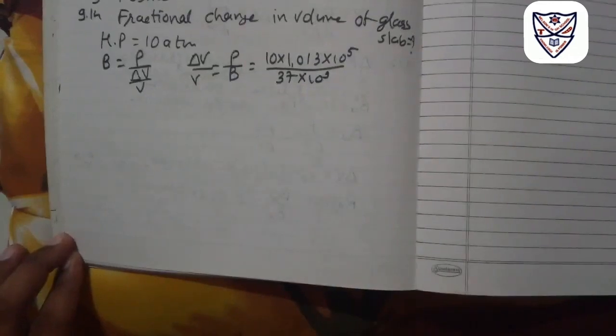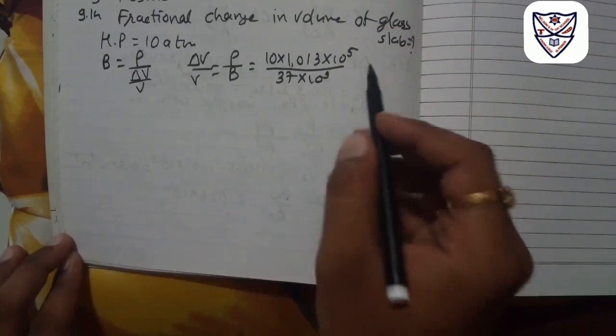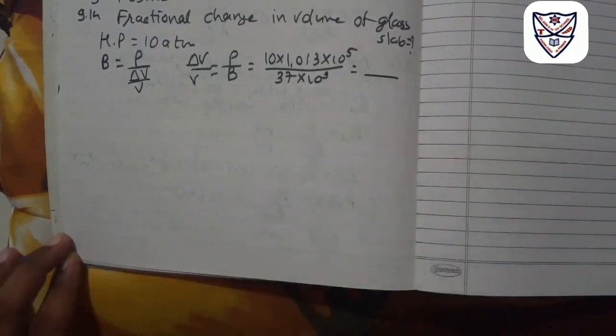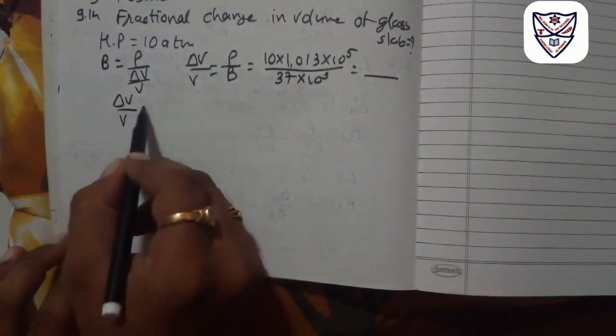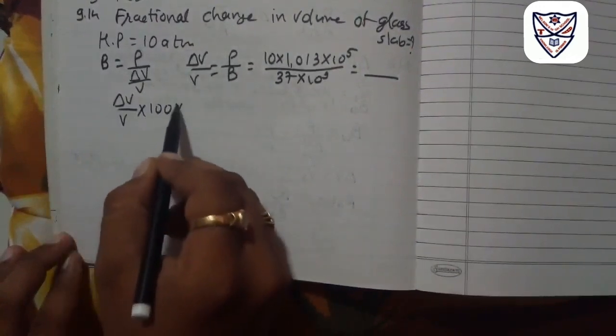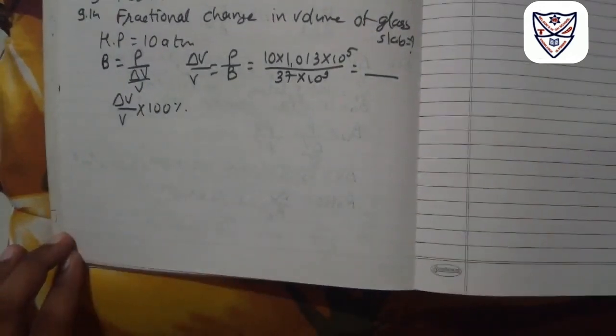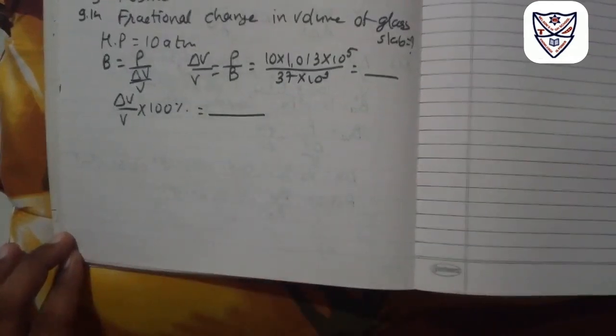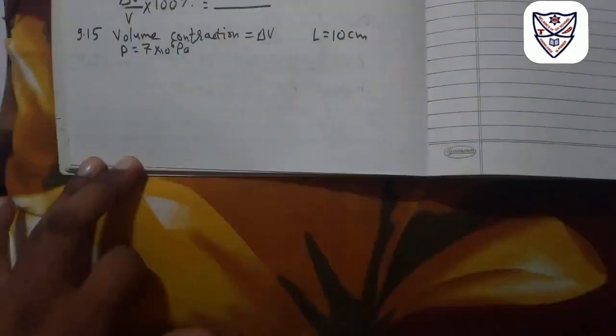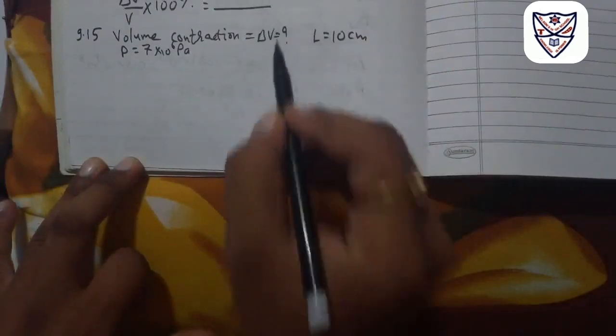So by calculating all the values we can get delta V upon V, and after that finding delta V upon V, we have to compute that delta V upon V into percentage. So I have to multiply it with 100. So whatever will be our answer, we have to multiply with the 100 to find fractional change in volume in percentage.